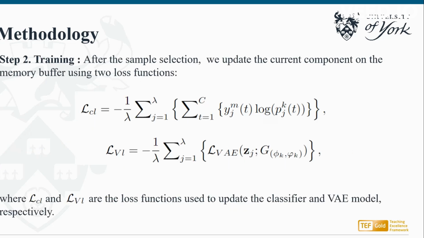In the second step, the training step, after the sample selection, we update the current component on the memory buffer by using two loss functions. The first loss function is used to update the classifier. The second loss function is used to update the variational autoencoder.